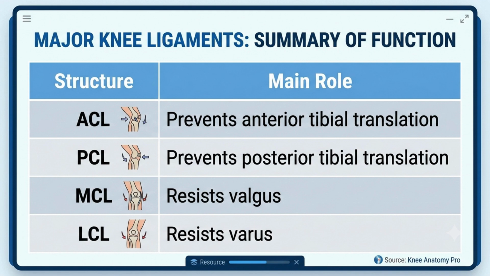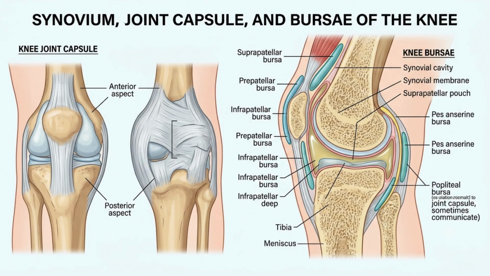A simple way to remember the major ligaments is: ACL prevents excessive anterior tibial translation, PCL prevents excessive posterior tibial translation, MCL resists valgus stress, LCL resists varus stress. Surrounding the knee is the joint capsule. The outer fibrous layer provides mechanical support. Deep to it is the synovial membrane, which lines the non-articular portions of the joint. The synovial membrane produces synovial fluid, helping reduce friction and nourish the articular surfaces.